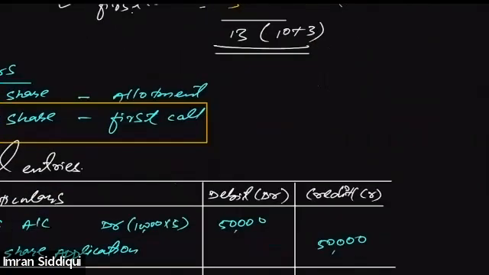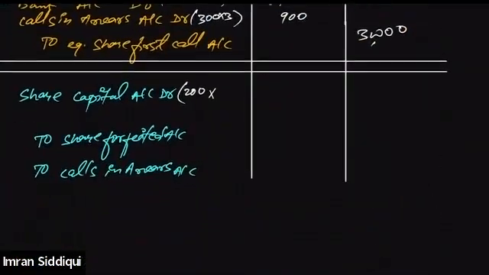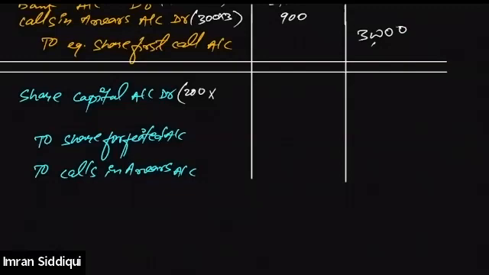Right, everyone? So we'll multiply this with 10. 2000. Sir, will the premium also be counted? No. At the time of counting the called up value, we do not count the premium. That is what we were doing in the previous examples as well.